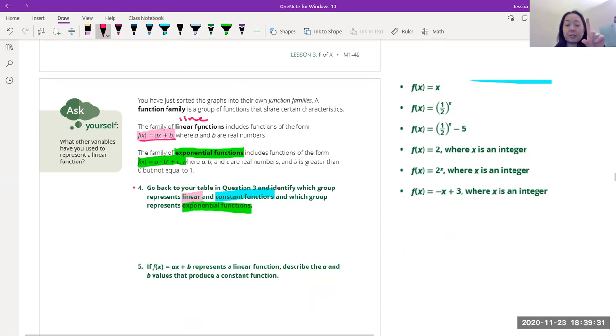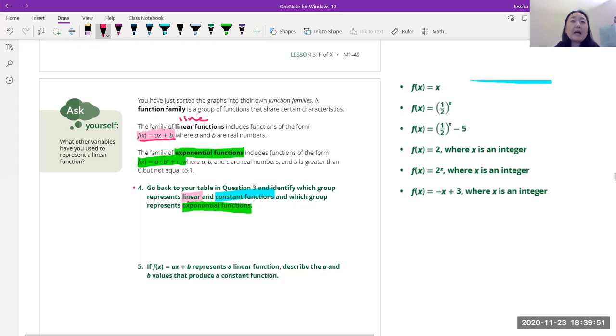We have the linear functions and exponential functions. If you notice right here, a linear function is going to look like this, ax plus b. Okay, notice it has one variable. The a and the b are actually just numbers. You're going to see them as numbers here. And x, yes, technically is a number, but we don't know it. That's the variable, right? It can change. The a and the b are constants.